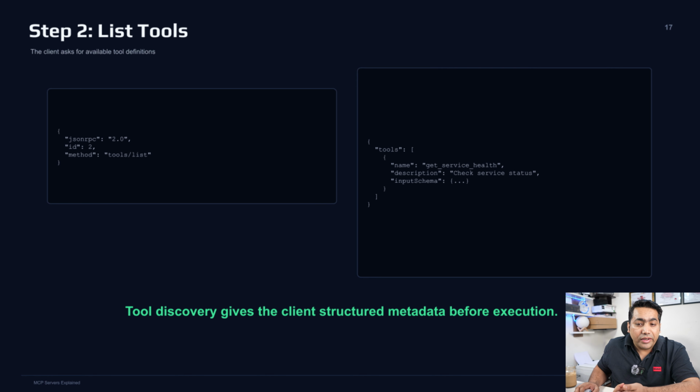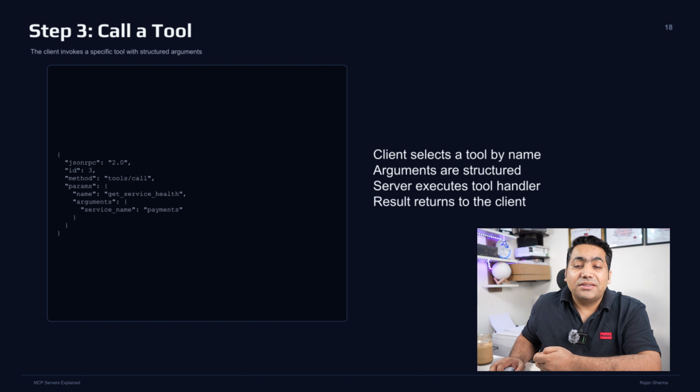Once the client knows the tools, it can call one tool. Here is the method of the call. The client provides the tool name and structured arguments. For example, call get service health with service name set to payments. The server receives the request, finds the matching tool handler, executes it, and returns the result. This is the core execution of MCP: discover the tool, call the tool, and receive the result.